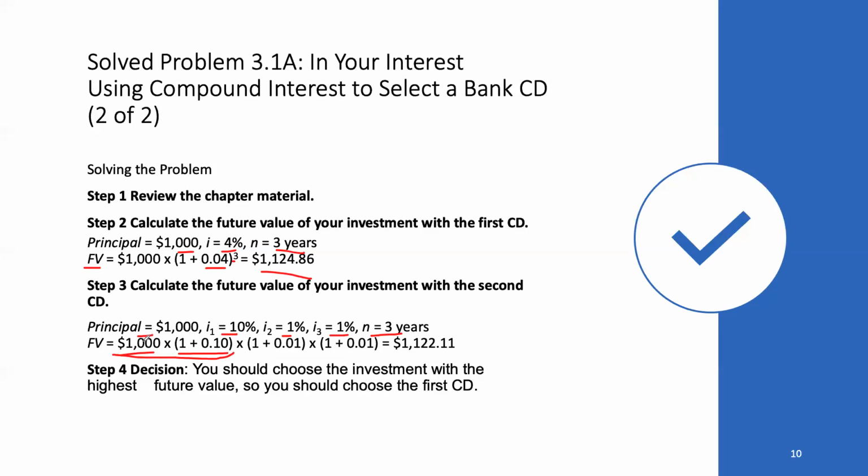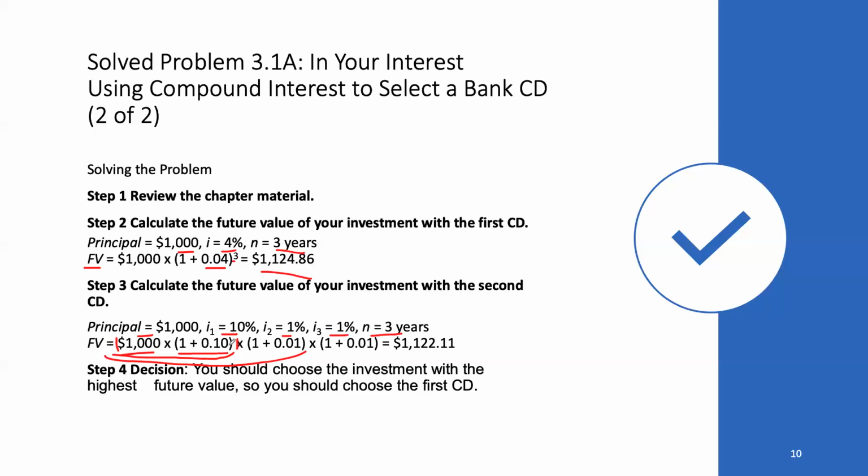I'll have my $1,000 principal that I invested, so that stays in my account. Plus, I'd have earned an additional 10% on that. So I'd have $1,000 times 1 plus 0.1 at the end of the first year. Now this becomes the principal, right? This is the principal that I have, which becomes available for investment in the second period, and that gets invested at 1%. So this is how much I would have at the end of year two, right?